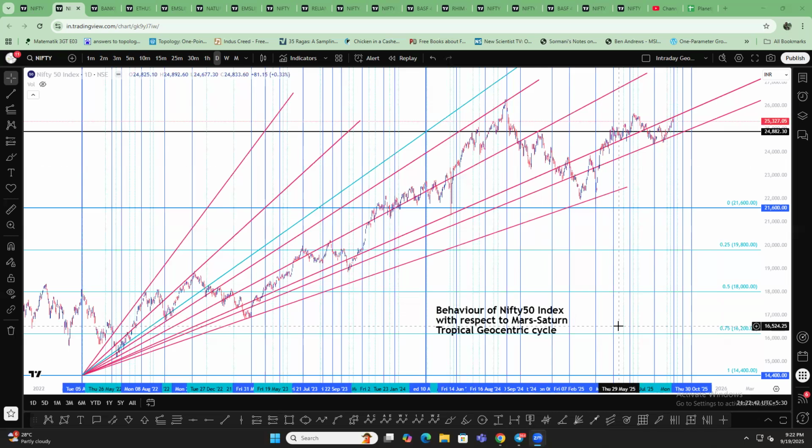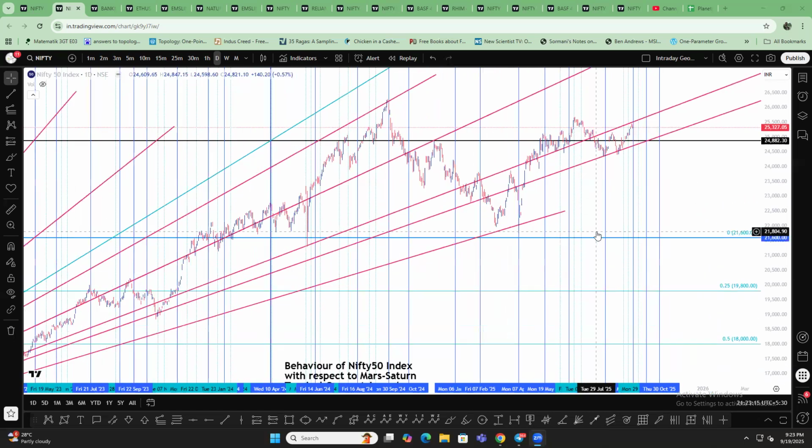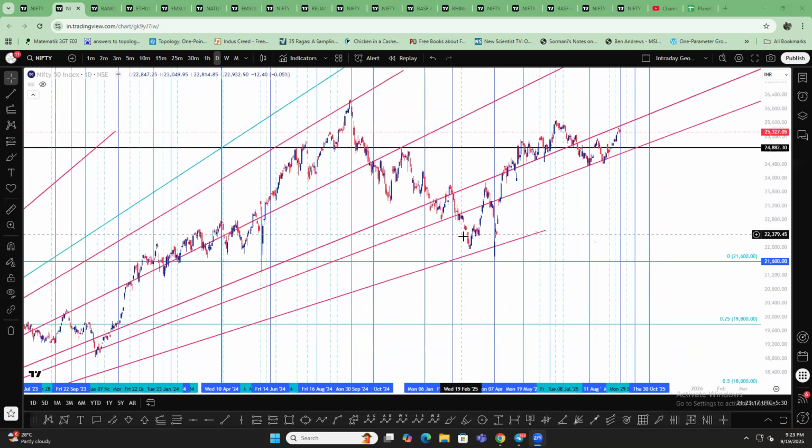See, this is on the screen, this is the behavior of the Nifty 50 index with respect to the Mars Saturn tropical geocentric cycle. Okay, so we have started this cycle from this high of April 22, and then spun out this cycle, and you can clearly see that this cycle has given us so many pivot points. Okay, right? Now see, there is another symmetry here.